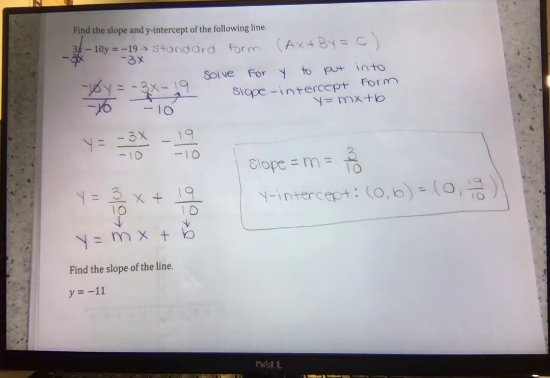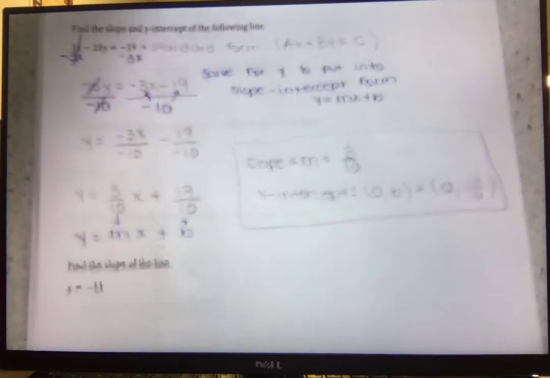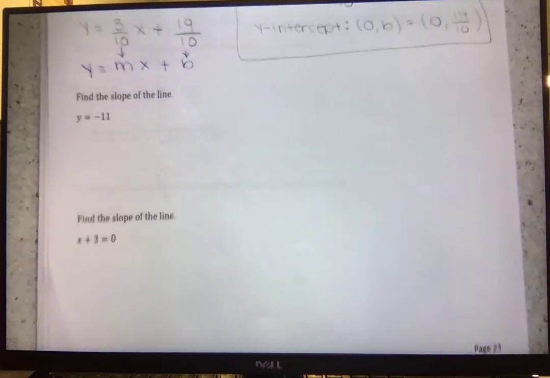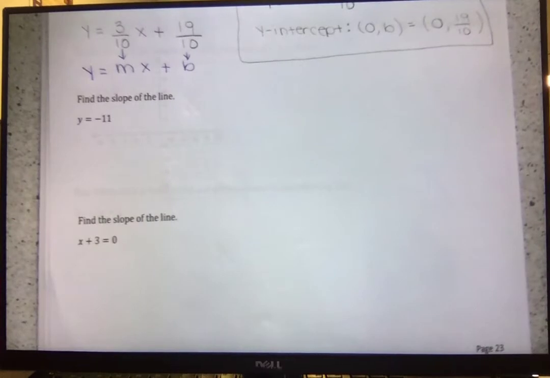If not, looking at the next one, y equals negative 11. So we already have y equals, and it's in slope-intercept form. It's in y equals, so when it's y equals negative 11, this is slope-intercept form. This is also standard form. So it's kind of like the only way we can write this equation.